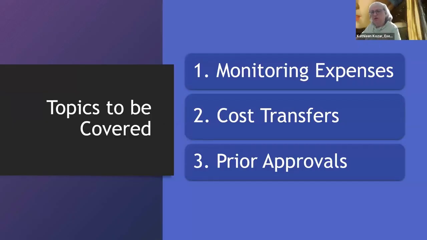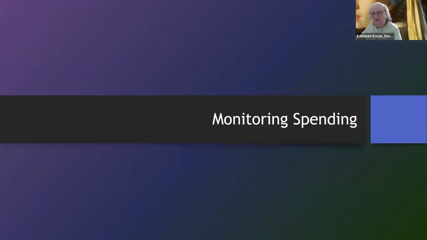Specifically today, we will talk about monitoring expenses because you're going to start to spend your money, which is the fun part. We'll talk about cost transfers and prior approvals. Starting with monitoring spending.